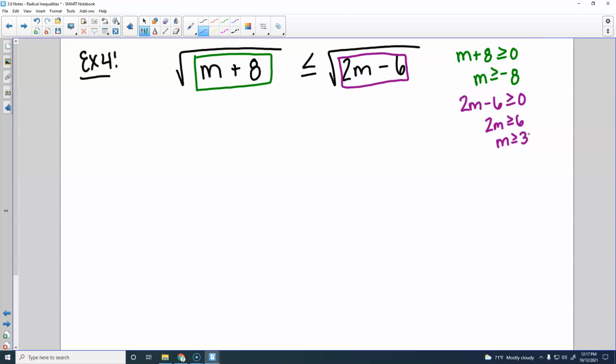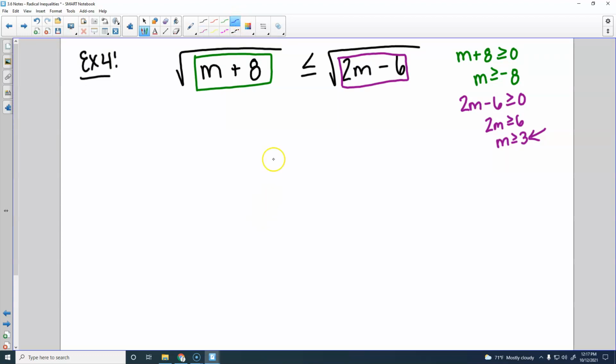Now let's think about this for a second. If I've got m is greater than or equal to negative 8 and m is greater than or equal to 3, do I need both of those? If a number is bigger than 3, is it also bigger than negative 8? So I could just think about this one right here because that's the larger number that we're dealing with in this case. Or you can graph all of them. It doesn't matter, but it's unnecessary to use that m is greater than or equal to negative 8 because if a number is bigger than 3, it's also going to be bigger than negative 8.